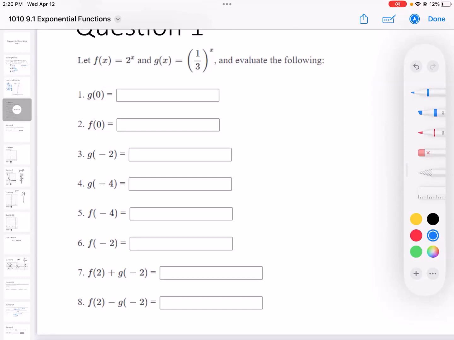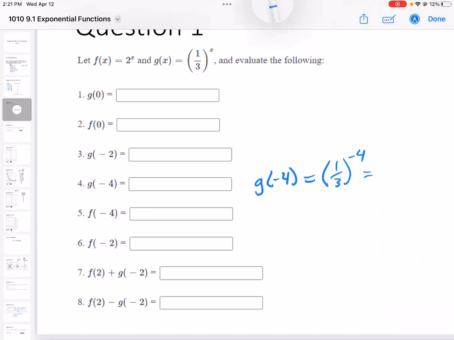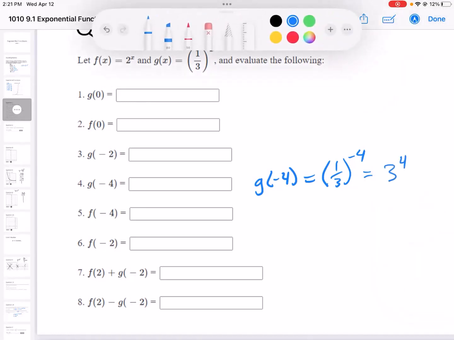So you'd say, well, g of x equals 1/3 raised to the x. So g of -4 is going to be 1/3 raised to the -4, which is going to be the reciprocal of 1/3 raised to the 4th. So this is going to equal 3 to the 4th. And I think that's 81. And so that would be what this one would be.